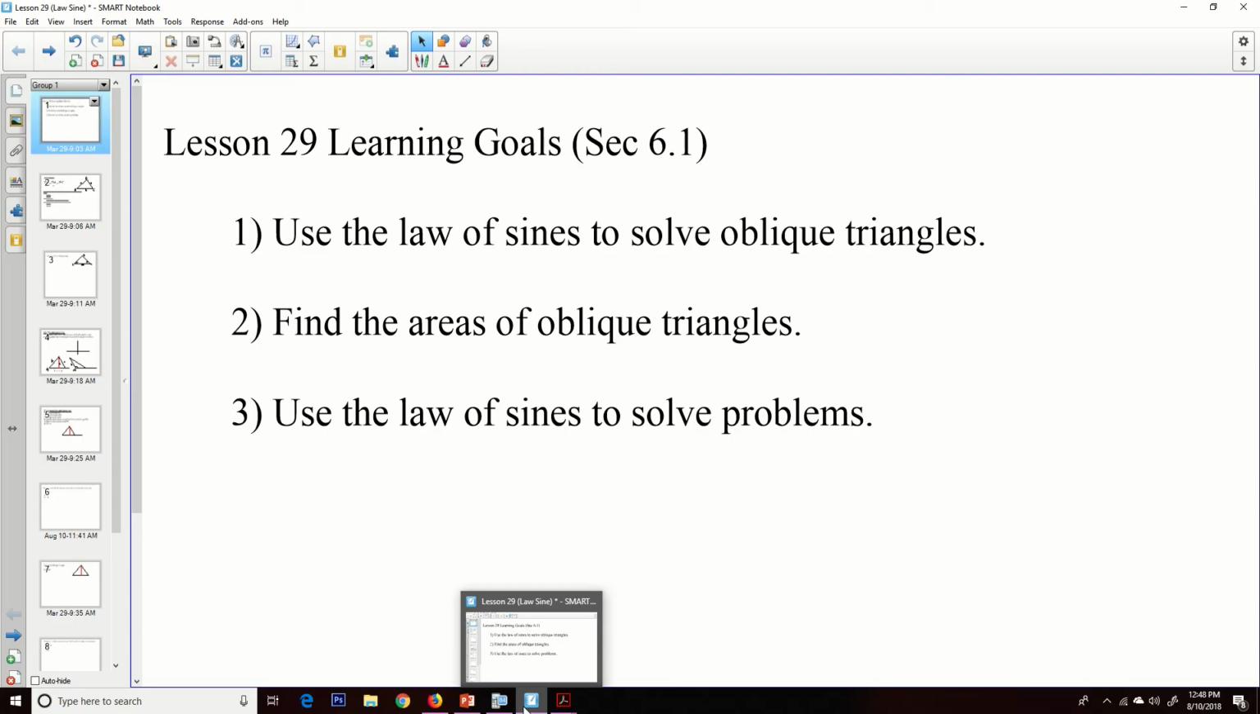Let's get to it. Today, we are going to use the Law of Sines to solve oblique triangles. We're going to find the areas of oblique triangles. We're going to use the Law of Sines to solve problems. Let's talk about what the Law of Sines does and what it doesn't. We've been talking about sine, cosine, and tangent quite a bit, usually in the context of right triangles. This is going to be to solve oblique triangles, so triangles that do not have right angles in them.